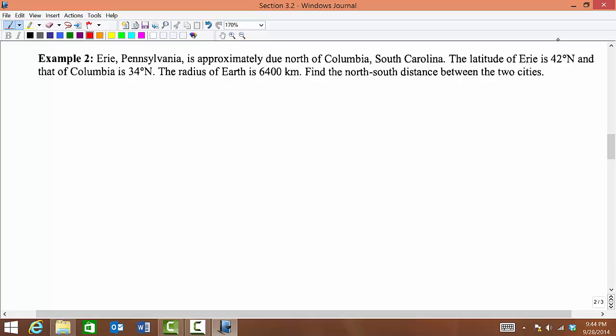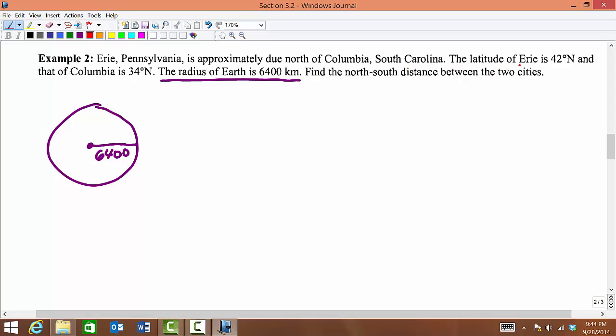So for example, Erie, Pennsylvania is approximately due north of Columbia, South Carolina. So what we're saying here is that we have a cross section of the Earth, and here we have our circle. That's our cross section of the Earth, and we're told that the radius of the Earth is approximately 6,400 kilometers. And we're told that Erie, Pennsylvania is located approximately due north of Columbia, South Carolina.